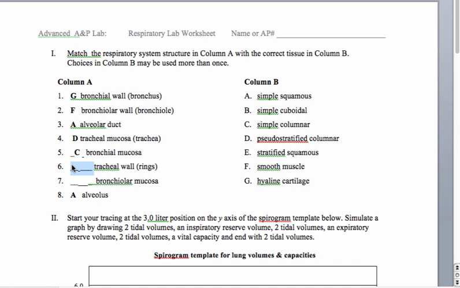The walls of the trachea, the outer walls, these are also going to be hyaline cartilage. And then the mucosa of the bronchiole is going to be that new one, that simple cuboidal. Of the ones on here that we didn't use, remember the stratified squamous we really don't see. Remember we saw this in the esophagus, but we don't really see that here in the respiratory system.